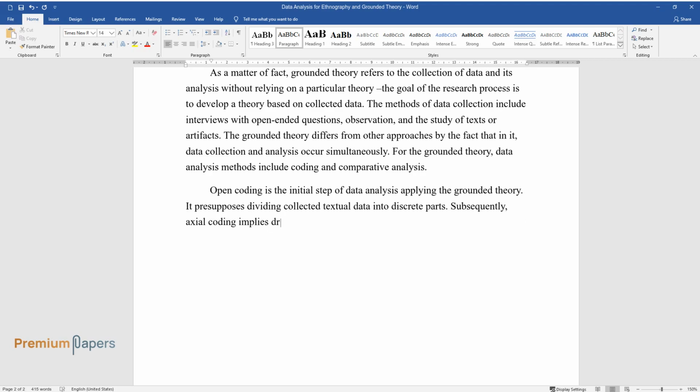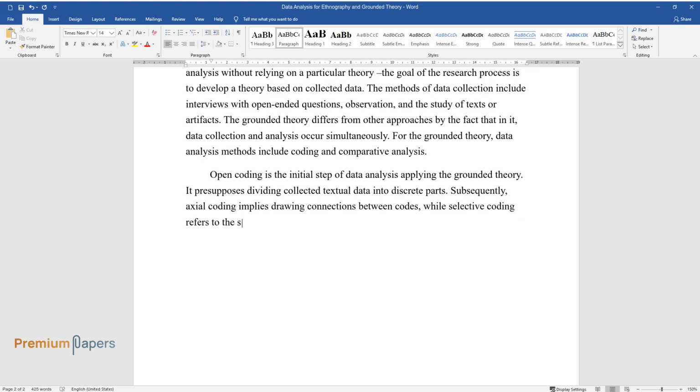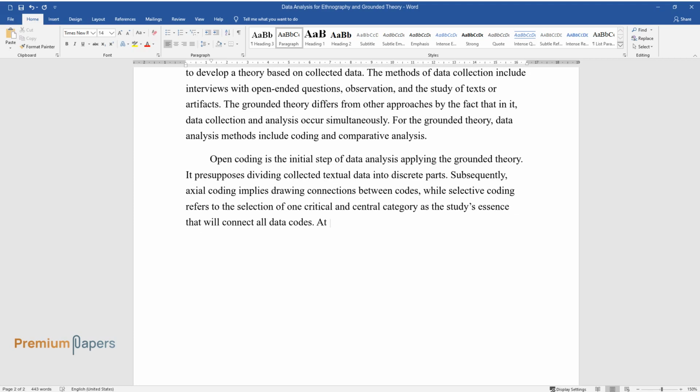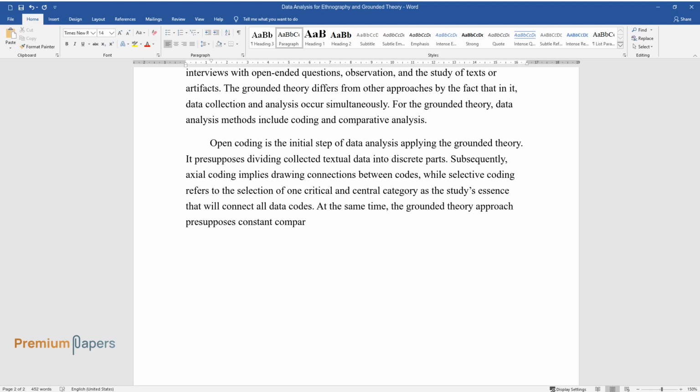Subsequently, axial coding implies drawing connections between codes, while selective coding refers to the selection of one critical and central category as the study's essence that will connect all data codes. At the same time, the grounded theory approach presupposes constant comparison.